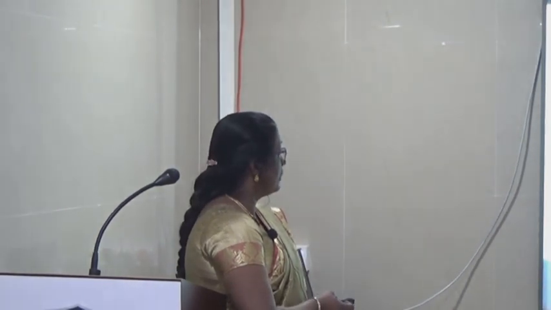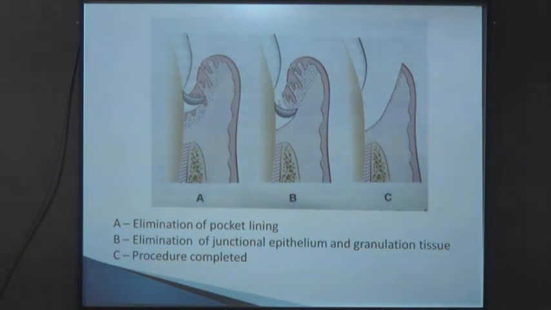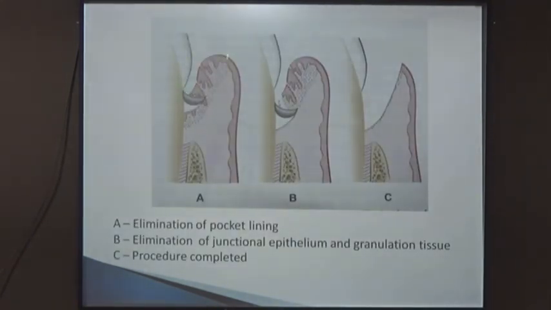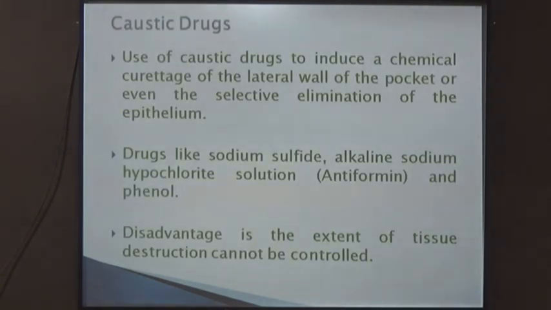Sulcular epithelium, junctional epithelium, then surface epithelium. Why are we saying all three epithelia? Why are they using the words selective elimination of the epithelium? The pocket lining contains sulcular epithelium, junctional epithelium, and surface epithelium. Why not just say epithelium? Generally we say the epithelium heals by 7 to 14 days. But the sulcular epithelium will heal by 5 days, junctional 5 to 7 days, and surface epithelium 7 to 14 days. That is why the words selective elimination of the epithelium are given.